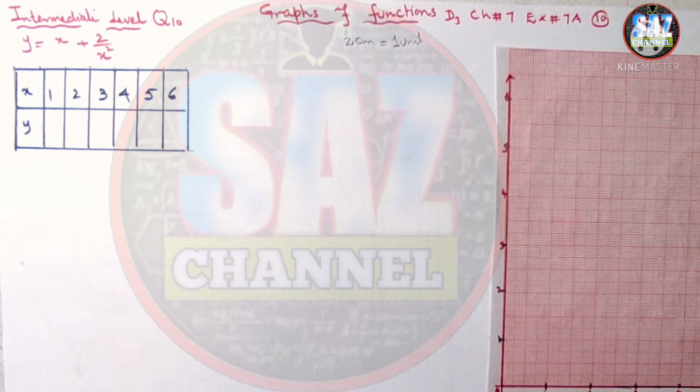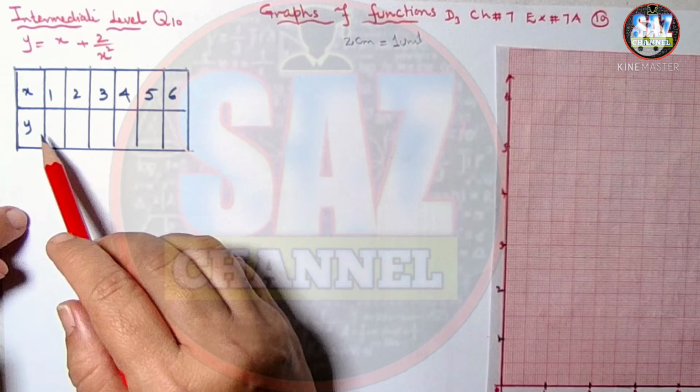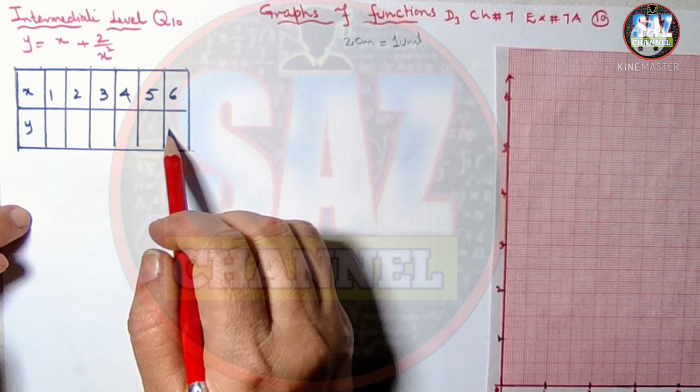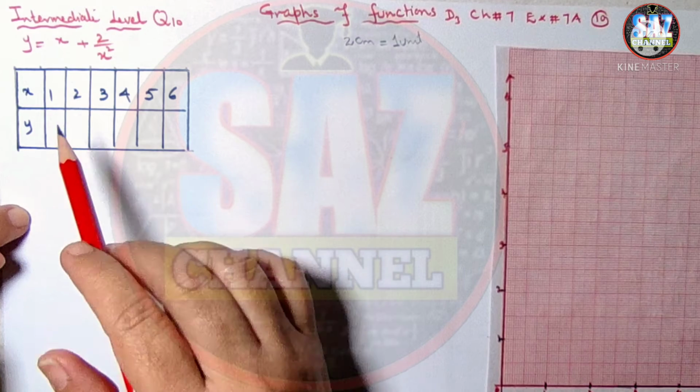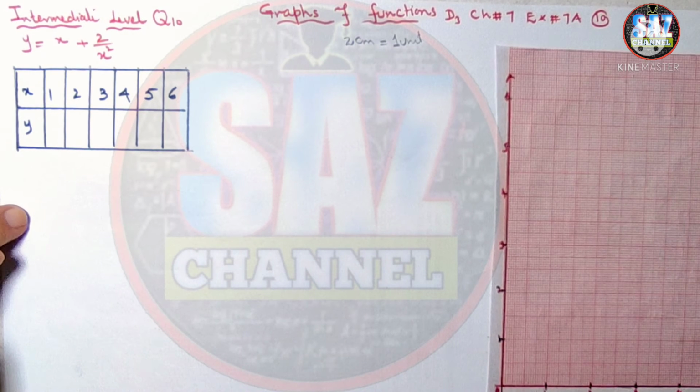We'll be discussing the first and second part later, but the first thing is that we have to draw the graph according to the scale given. And I hope students you know very well that first of all we have to complete the table of values for y for the given values of x. So let's begin the solution.